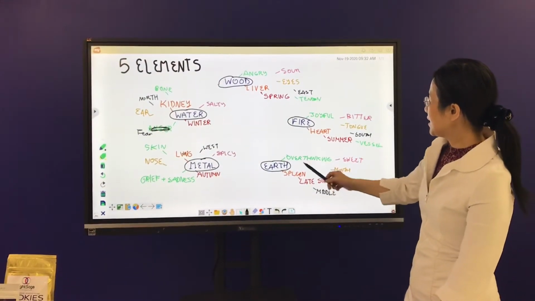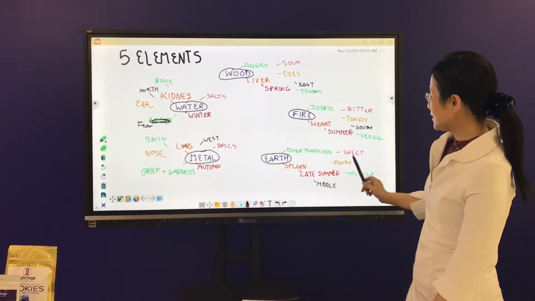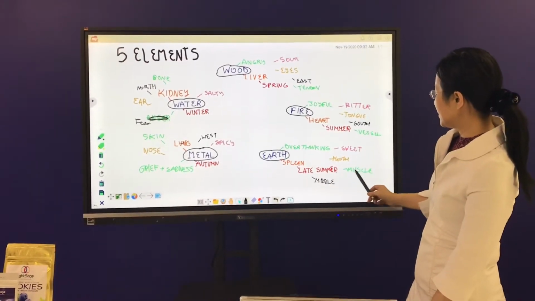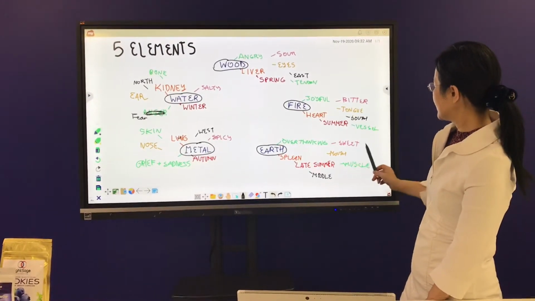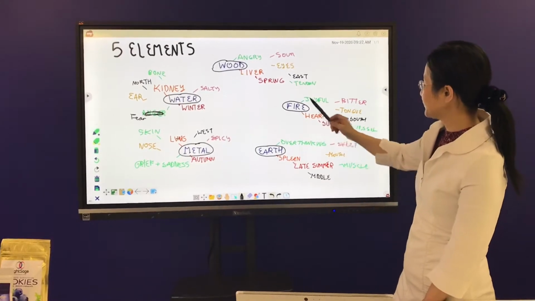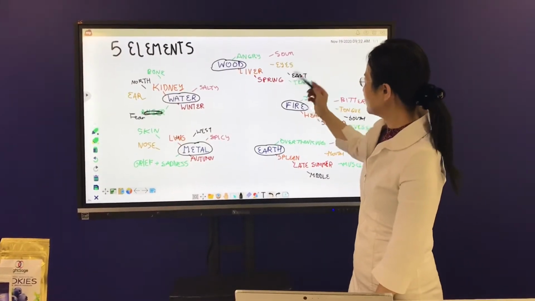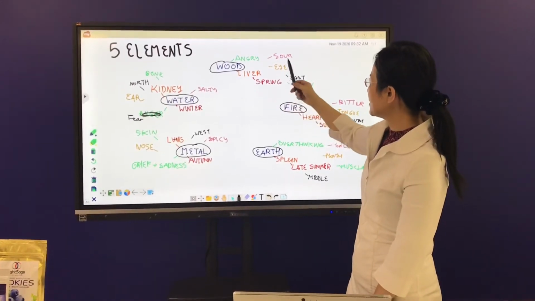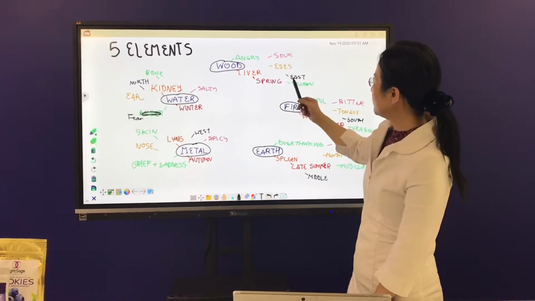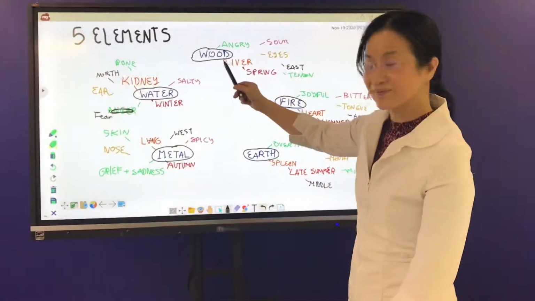So here, the organ, the emotion, the season, and then the different parts of your body. Then we'll talk about this direction. So wood or liver or spring, eye, sour, angry, they all belong to the east side. So east side belongs to wood.